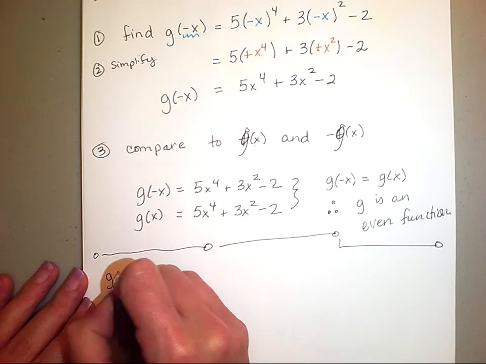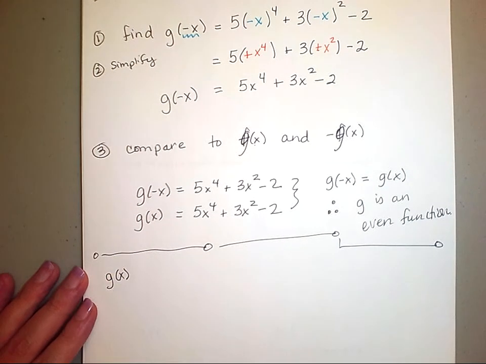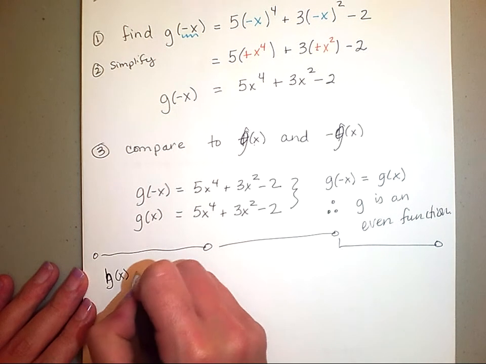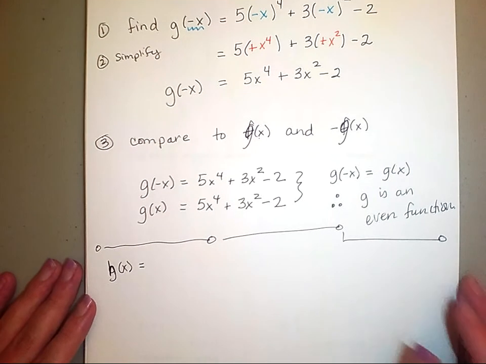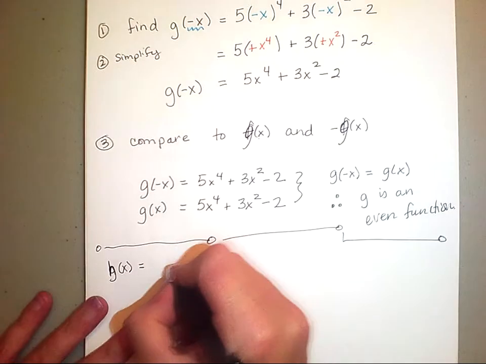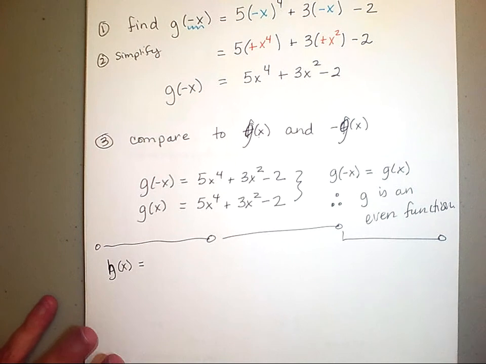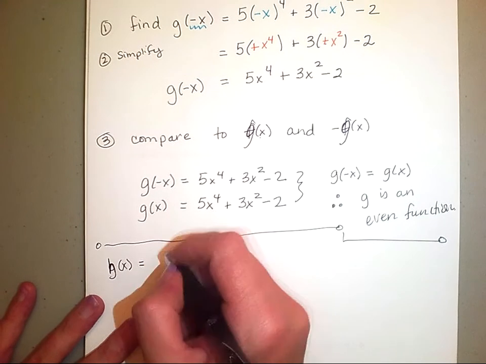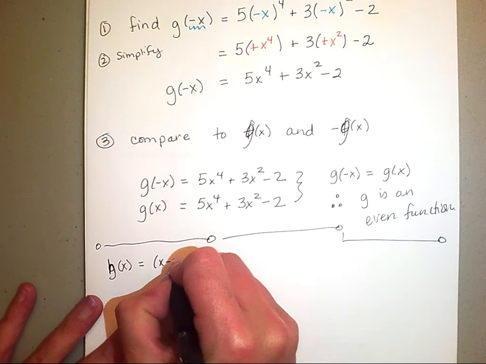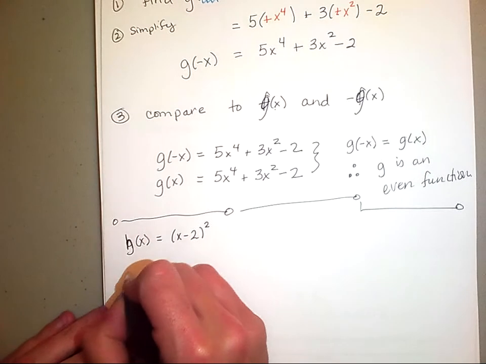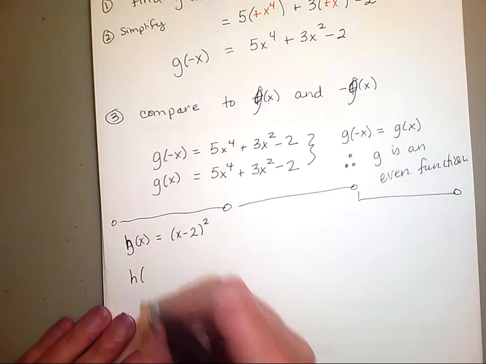And let's just build upon this with one more example. Let's just make a simple one. Let's say h of x is equal to, I don't know, maybe this isn't so simple, x minus 2 squared. Just to give you a hint, this will come up on your homework.